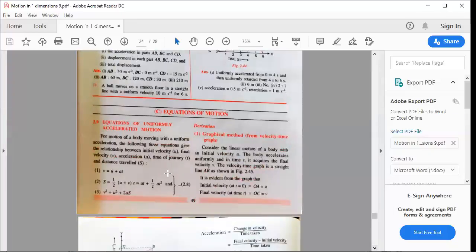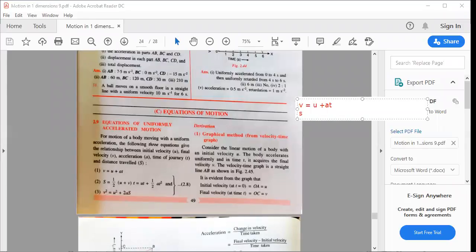Now the first part is three equations we are going to study. The first equation is V is equal to U plus AT. The second one is S is equal to UT plus half AT square. The third one is V square is equal to U square plus 2AS. So these are the equations of uniform motion.